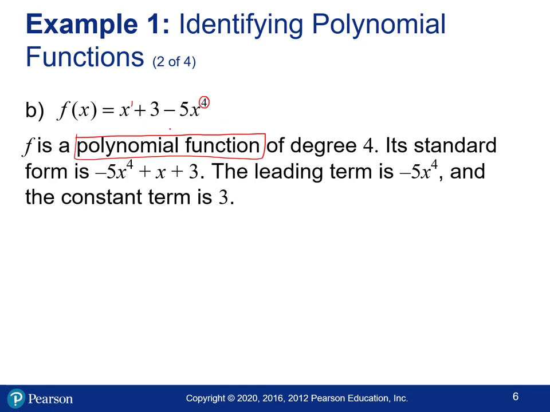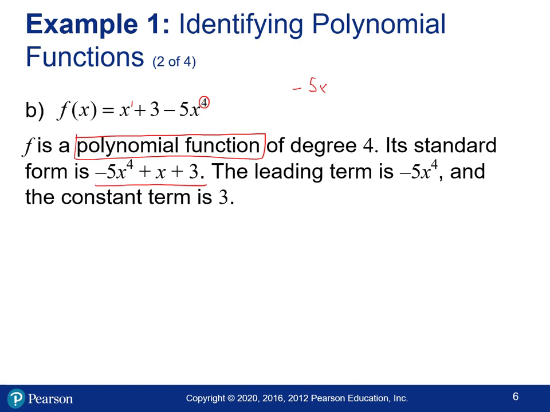Now to write it in standard form, we want to start with the highest powered term, the leading term. So this right here would be standard form. Negative 5x to the fourth, because that's the highest power on x. We write that first, and then we start decreasing. Next would be x, because decreasing the power on x, there's no other terms with x, so that would be our next one, because here's what you would do normally.